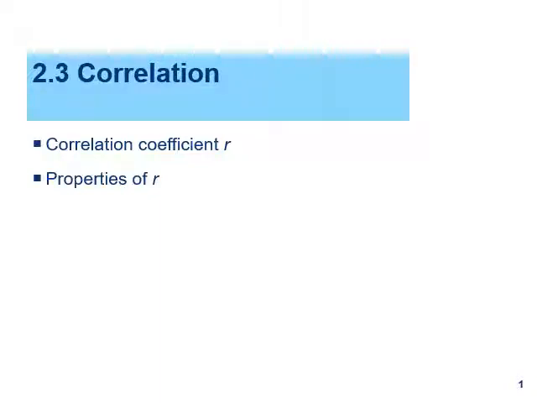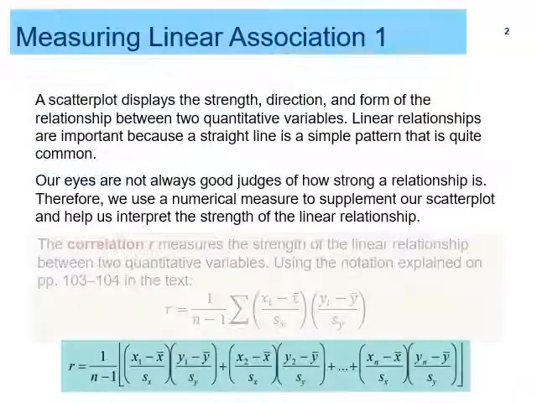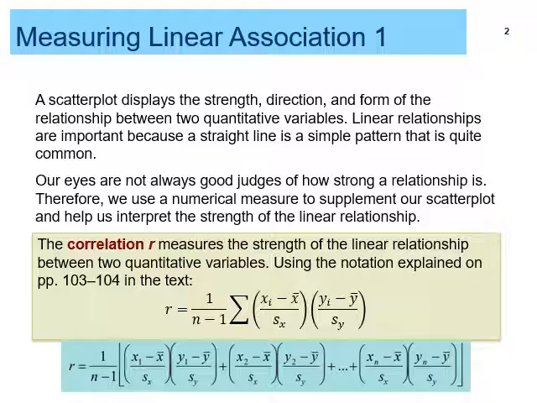Now we will learn about the correlation coefficient R, properties of R. So, measuring linear association, a scatter plot displays the strength, direction, and form of the relationship between two quantitative variables. Linear relationships are important because a straight line is a simple pattern that is quite common. And our eyes are not always a good judge of how strong a relationship is.